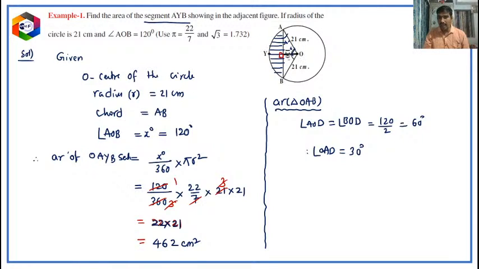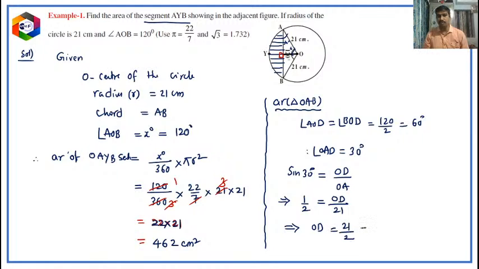Okay, now with respect to 30, I want the base, the total AB, and the opposite side, the height, also. First, to calculate the height, I am going to use the trigonometric idea. With respect to 30, the opposite should be calculated and the hypotenuse we know. So I am going to use sin 30. Sin 30 is opposite OD by hypotenuse OA. What is the value of sin 30? We know it is 1 by 2, equal to OD by OA, which is 21. Now the OD value will be 21 by 2. Let us write down 21 by 2. This is nothing but the height. But we want the base also, so AD also we want.